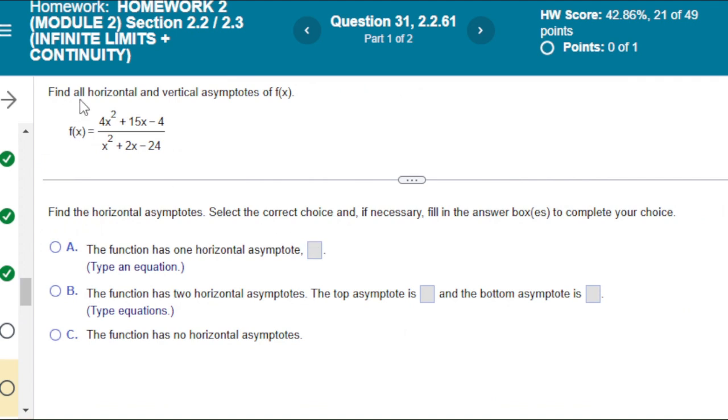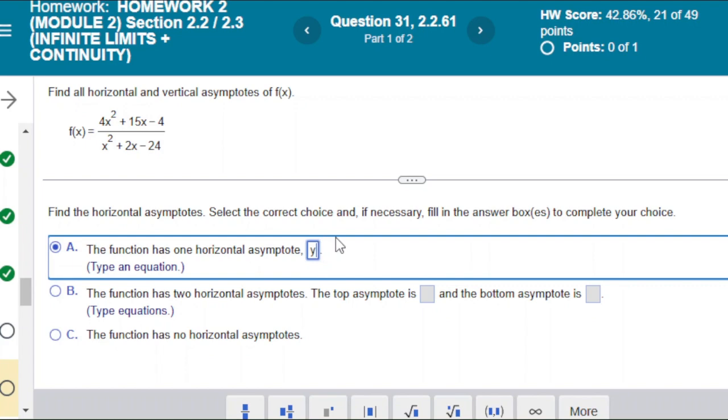Okay, now what about this one? Find all horizontal and vertical asymptotes of this. Well, the horizontal asymptote is actually going to be pretty easy, right? It's a degree 2 polynomial. So we look at the leading coefficients, which are 4 and 1. So our answer is going to be y equals 4 over 1. But again, don't put 4 over 1, just put y equals 4.